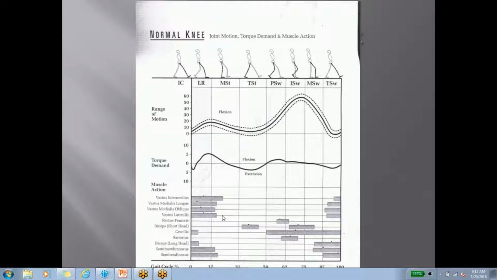Why do you think that is? Why can these turn off? Why do the quads turn off in mid-stance and there's nothing on in terminal stance? Why do you guys think that? Somebody type that in. Why do you think that there's no quadriceps activity in here at all? Any ideas? I'm waiting. It's not a trick question, folks.